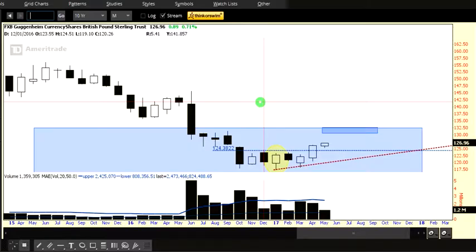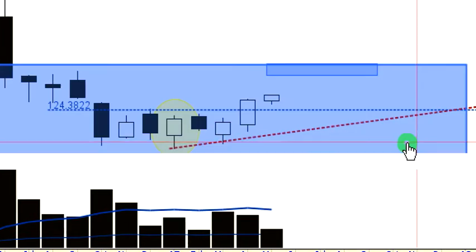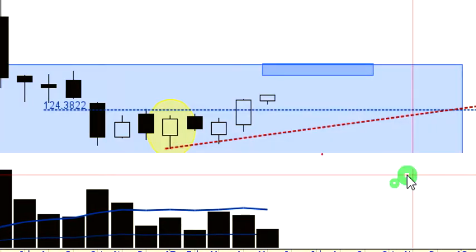Because it's just too cluttered. And then we'll do this like so. So you can see here's the low right here. So what do we want to look for? We want to look for a week that closes above the high of the low week. So that's basically this line right here. So this would have been an entry right here.